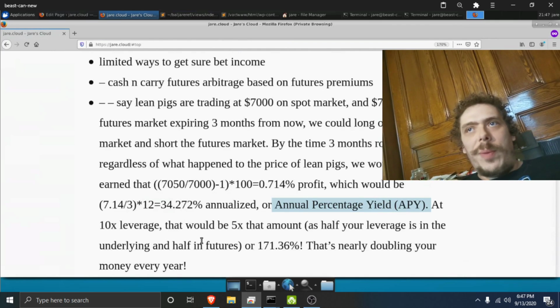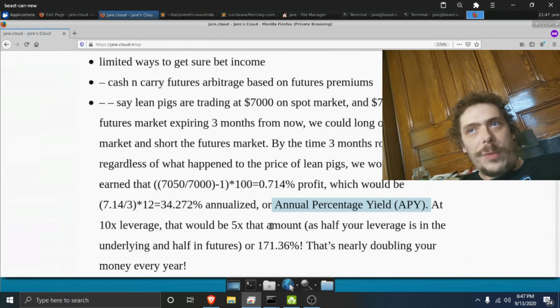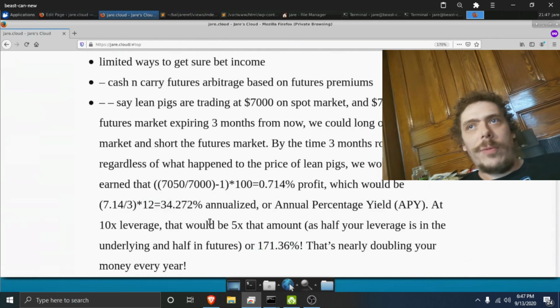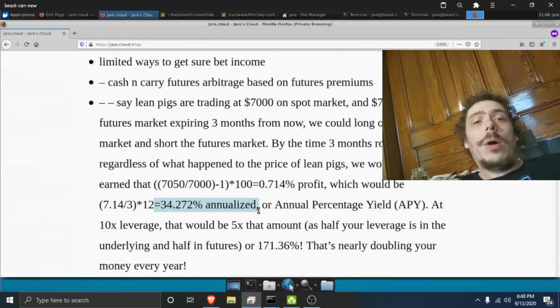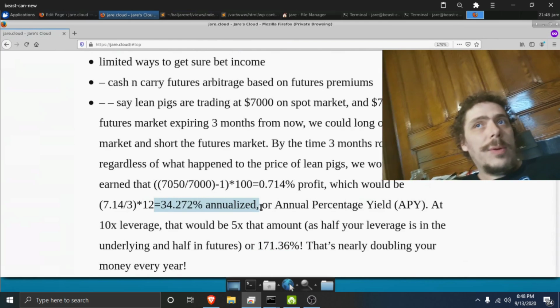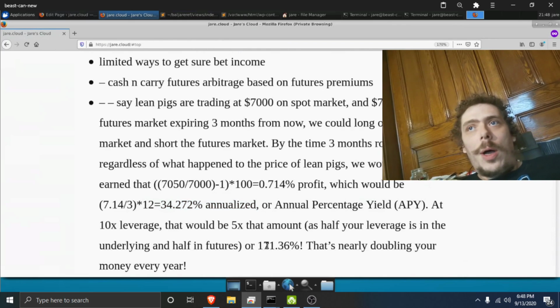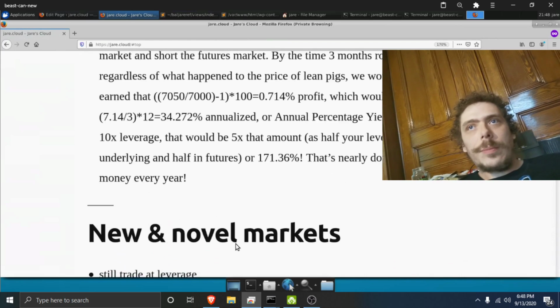At 10x leverage, that would have been 5x that amount, as half your leverage was in the underlying and also half in the futures, and that would be 171.36%. So like I said, trading at leverage just amplifies your results. Notice it also amplifies your losses, but we'll get into that at the end of the video. So 171, just by using leverage, you basically 5x'd your returns there. That's nearly doubling your money every year.